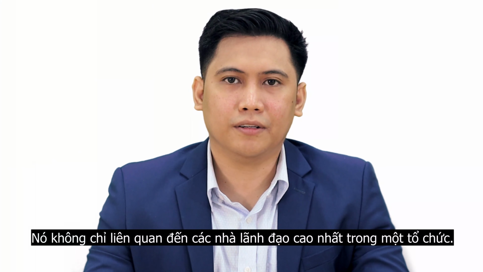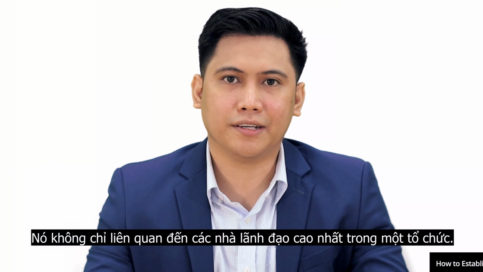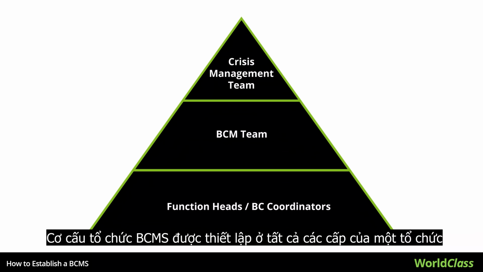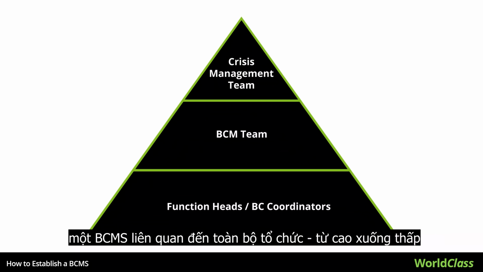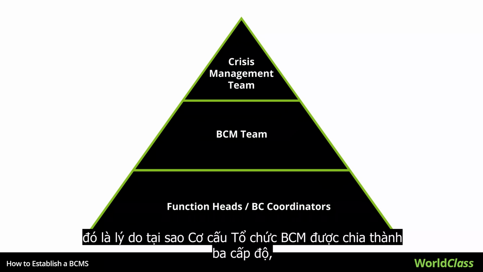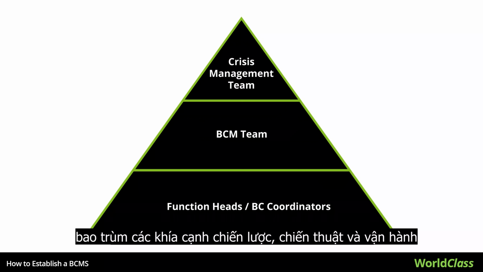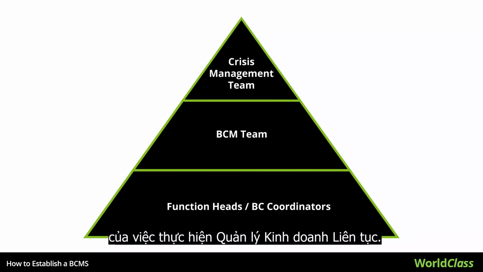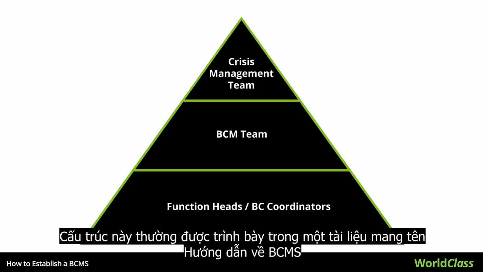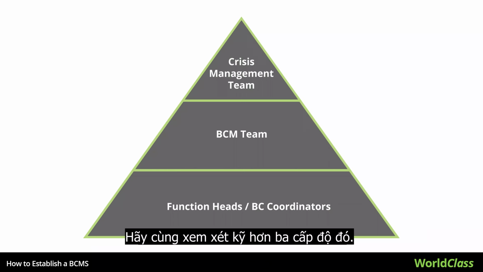It doesn't just involve the top leaders within an organization. The BCMS org structure is established at all levels of an organization because, as we mentioned in the previous learning module, a BCMS involves the entire organization, top to bottom, which is why the BCM org structure is divided into 3 levels covering the strategic, tactical, and operational aspects of business continuity management implementation. This structure is usually laid out in a document called BCMS Manual. Let's take a closer look at those 3 levels.